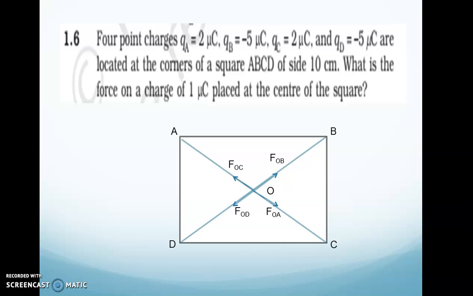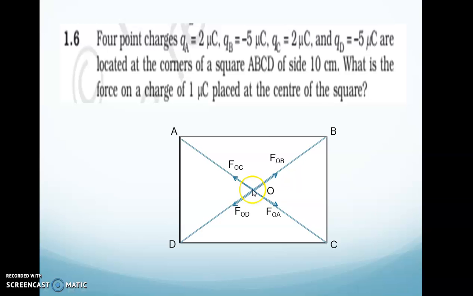Now this is the second question. This question is taken from the NCERT textbook, and this is question number 1.6 from the exercise. 4 point charges 2 microcoulomb, minus 5 microcoulomb, plus 2 microcoulomb and minus 5 microcoulomb are located at the corners of square ABCD of side 10 centimeter. The sides are 10 centimeter. What is the force on a charge of 1 microcoulomb placed at the center of the square?